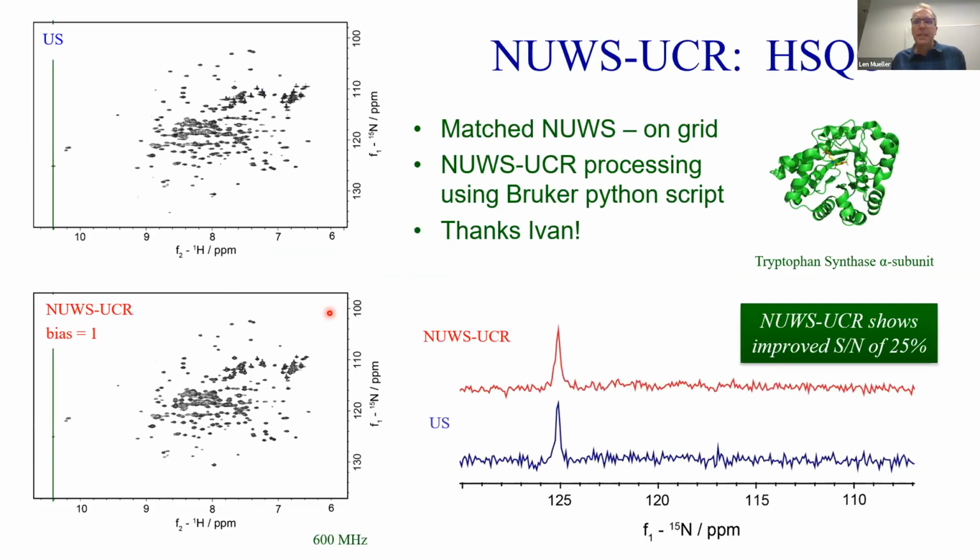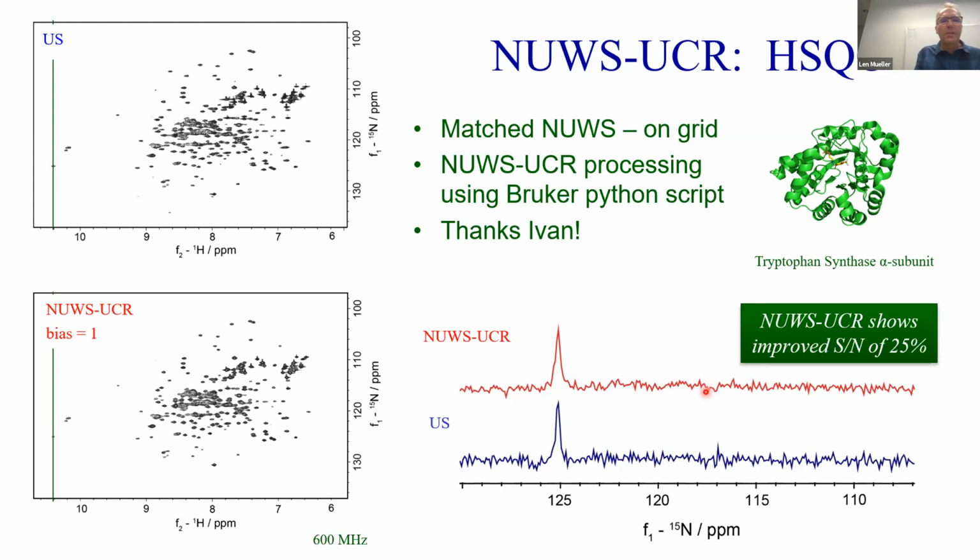Okay, so in the last few minutes, let me show you a few experimental examples. The first is an HSQC spectrum of tryptophan synthase at 600 megahertz. I apologize, Bob, I'm showing a solution state spectrum at your solid state Zoominar. And in this example, we're using matched NUWS on grid and then NUWS UCR processing using a Bruker Python script that Ivan Sergeyev wrote for us.